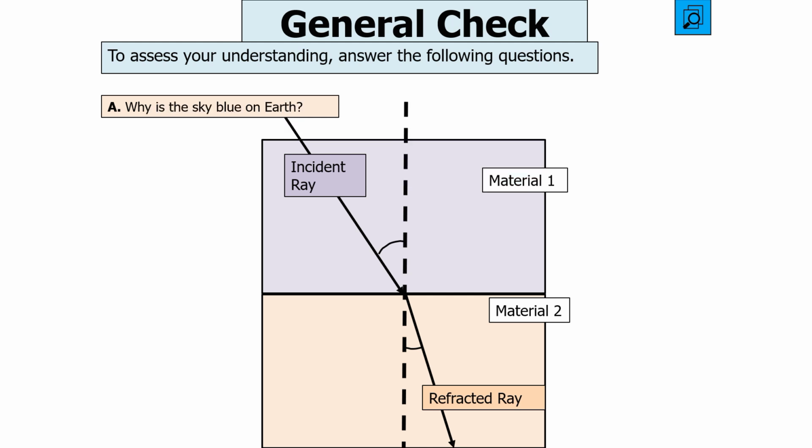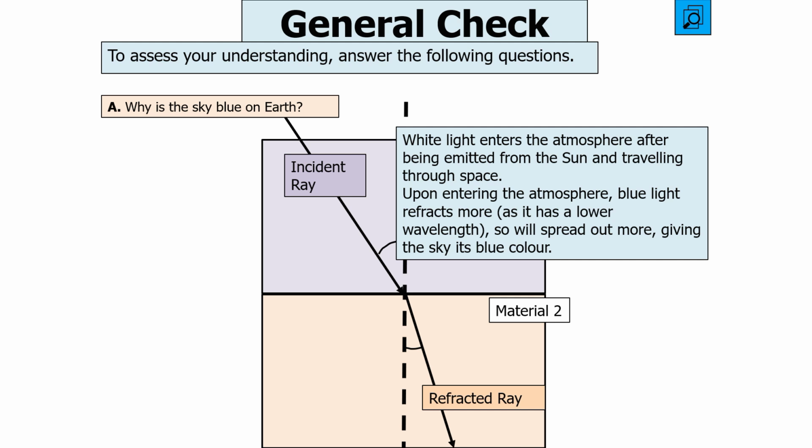So, why is the sky blue on Earth? Pause the video now, then unpause the video when you want to go through your answer. Well, white light enters the atmosphere after being emitted from the sun and travelling through space. Upon entering the atmosphere, blue light refracts more as it has a lower wavelength, so will spread out more, giving the sky its blue colour.